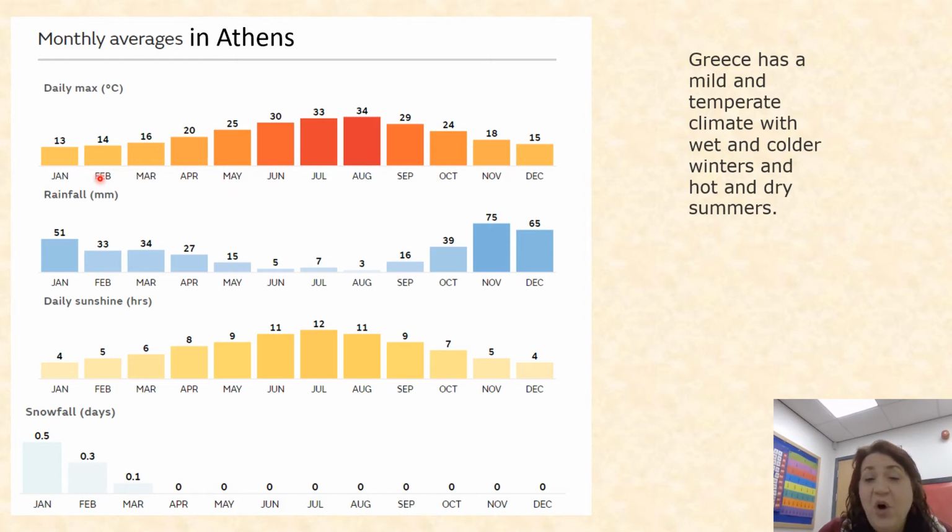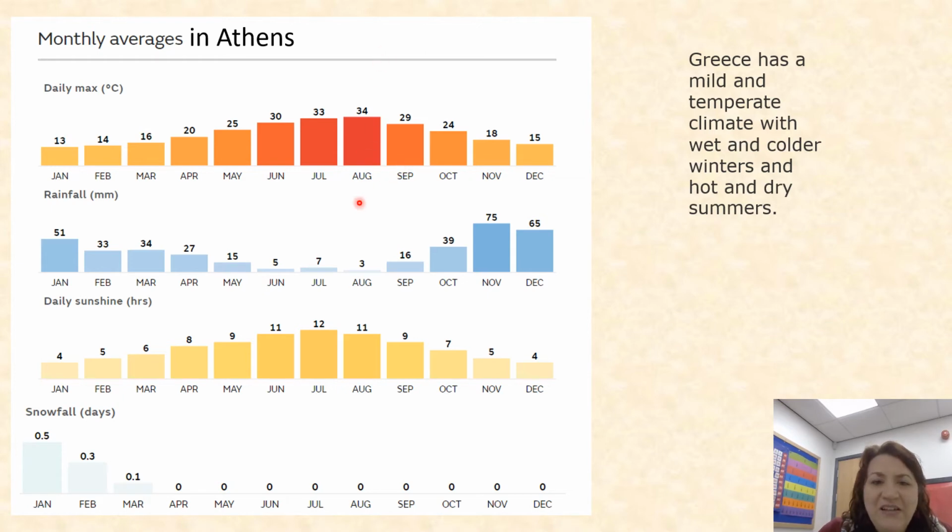January is actually colder than December. A lot of people think that December, being Christmas time, would be the coldest, but it's actually January that's the coldest month. So January being 13 as the average, and that's the highest. So it would be 13 or lower.